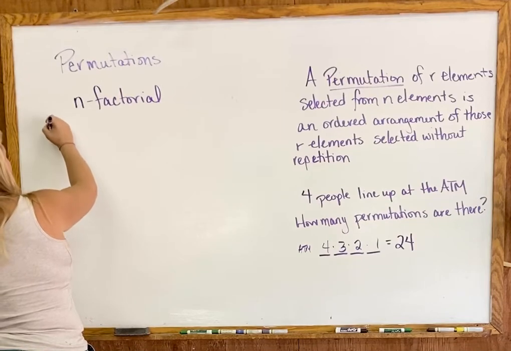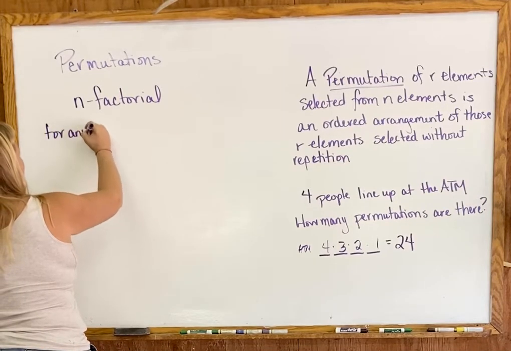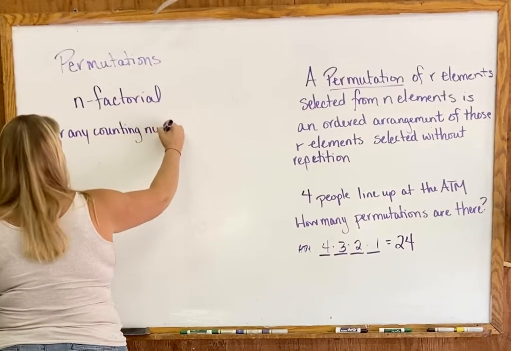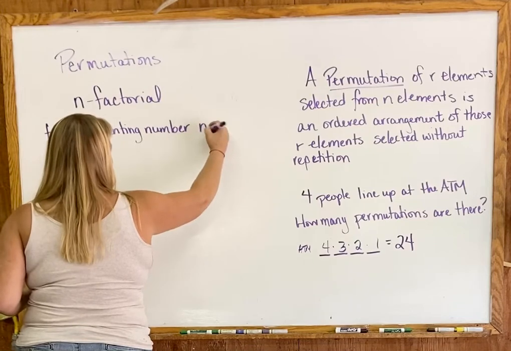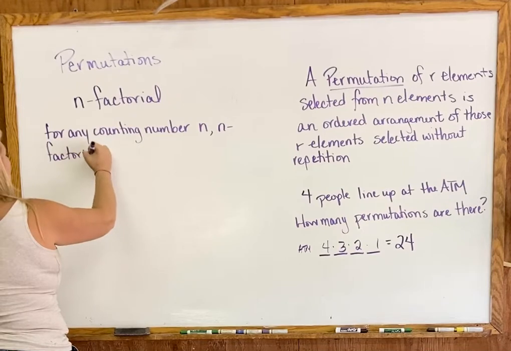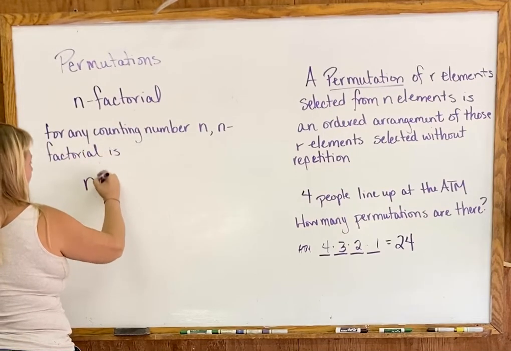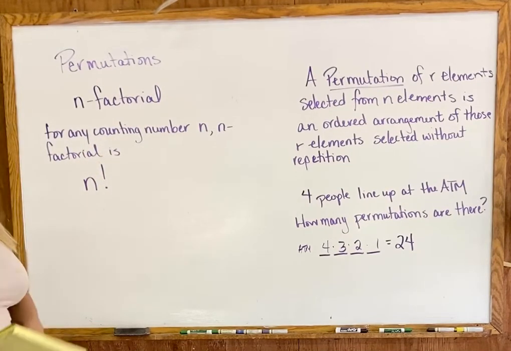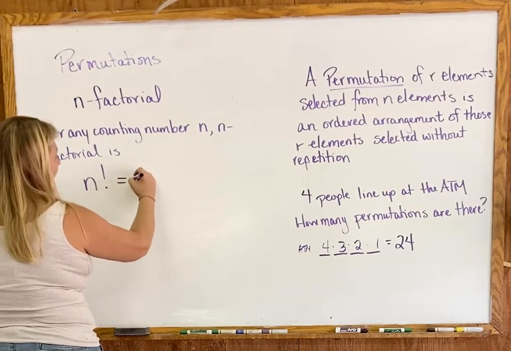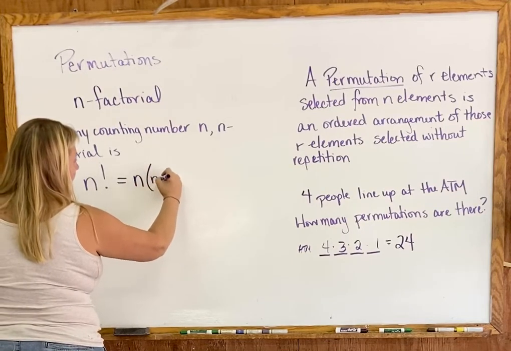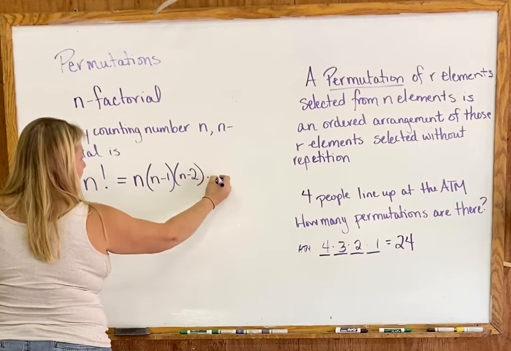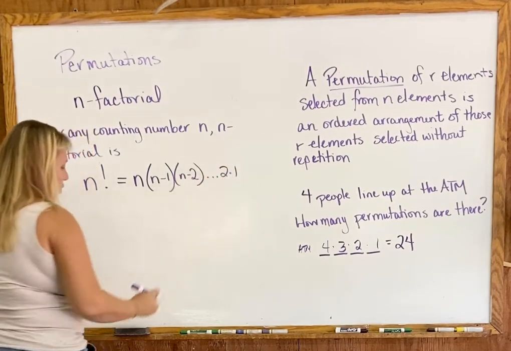So n factorial says for any counting number n, n factorial is n with an exclamation point. That's the factorial symbol. And n factorial is found by taking n times n minus 1 times n minus 2, and you keep going down until you eventually get to 2 times 1.